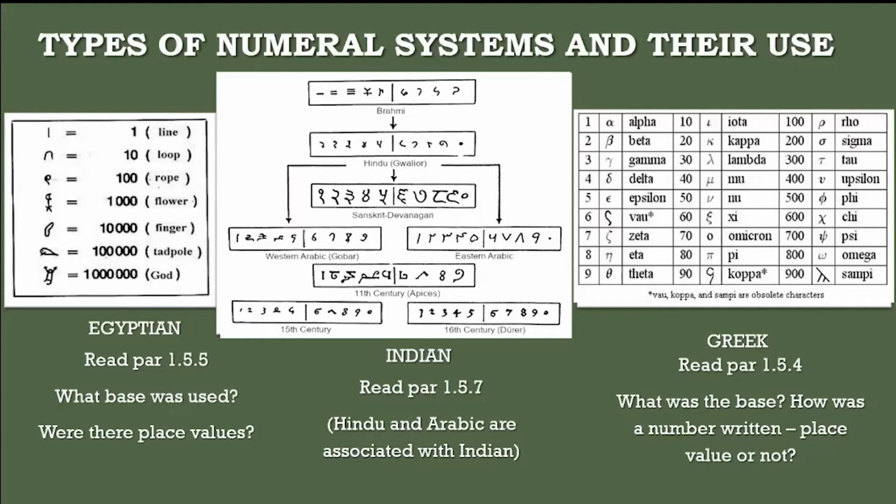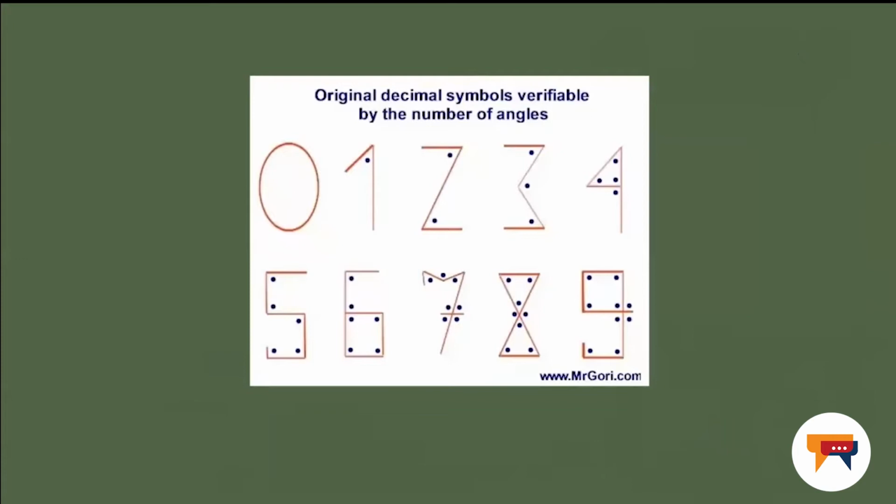Was it just a compilation of a lot of these letter symbols? Now, a very interesting thing that I want to show you, the original decimal symbols that we have were identified by the number of angles that the digit had. So a 1, they wrote like that. A 1 has 1 angle. The 2 has 2 angles. The 3 has 3 angles. There where the dots are, those are the number of angles.